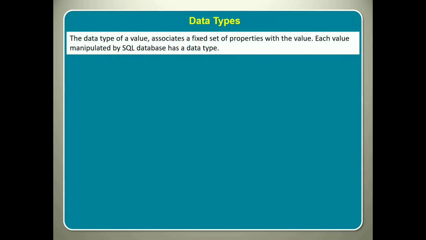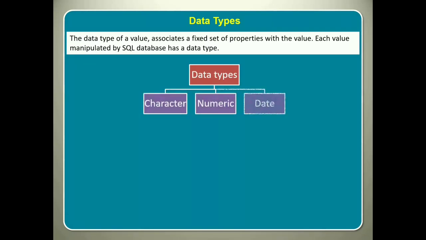Now that you have a good understanding of SQL statements, let us move ahead to learn about data types. The data type of a value associates a fixed set of properties with the value. Each value manipulated by an SQL database has a data type. The three main data types in SQL are character, numeric, and date types. Let us understand each of these one by one.